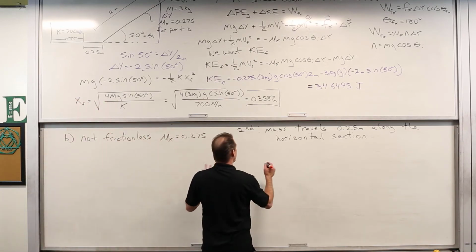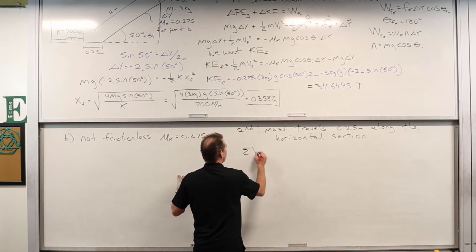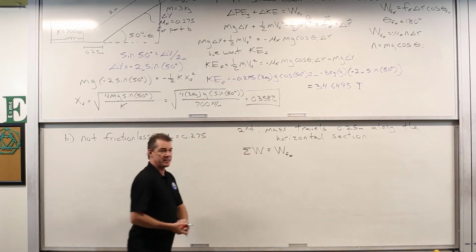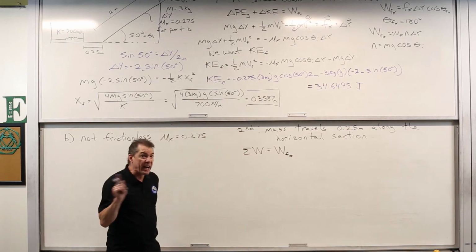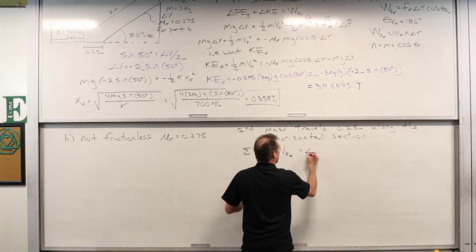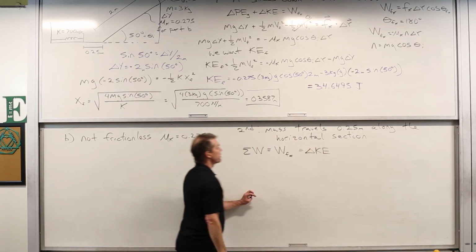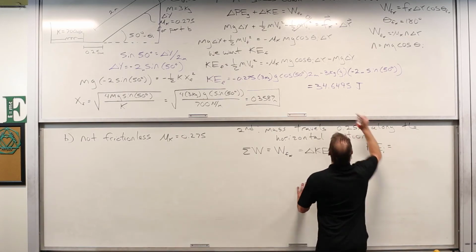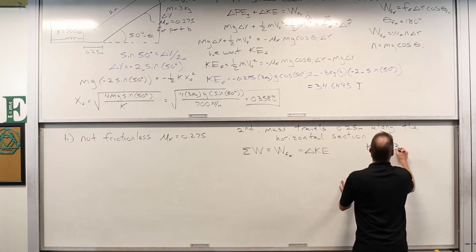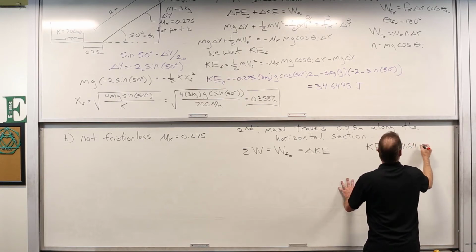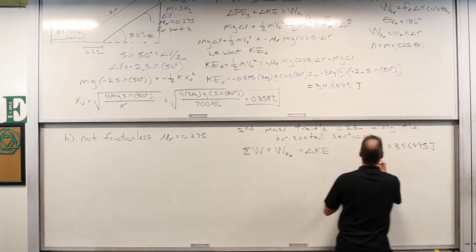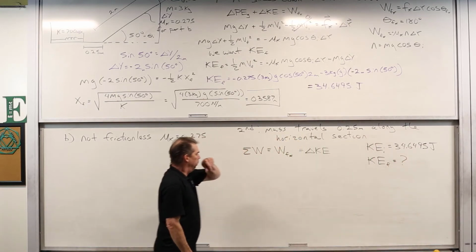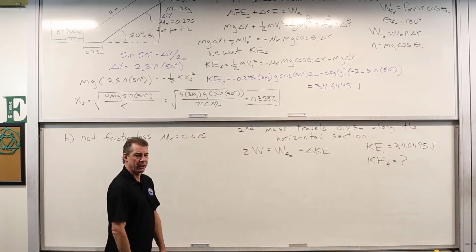The only thing doing work here is friction. The net work done is equal to the work done by friction in this case, which will result in the change in kinetic energy of the system. Our initial kinetic energy is equal to 34.6495 joules. We want to figure out what KE final is. Well, just consider the work done by friction.